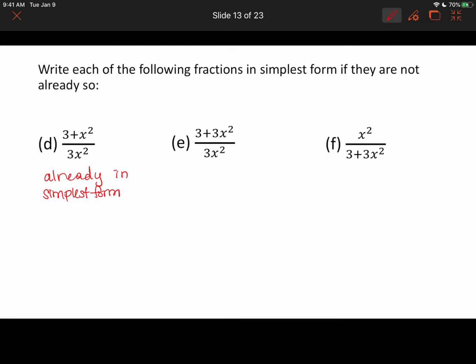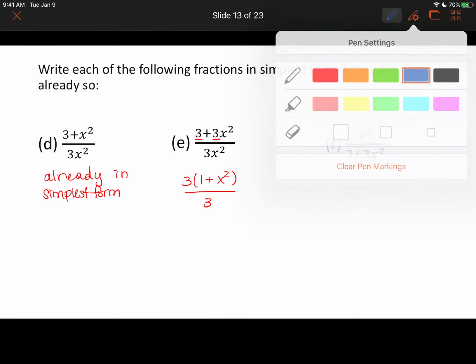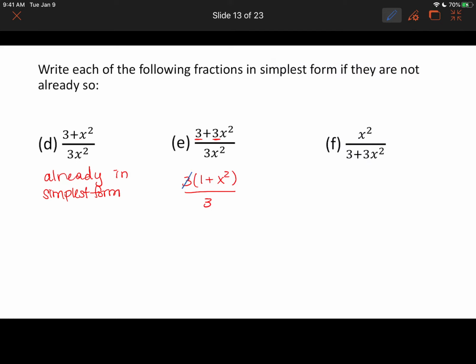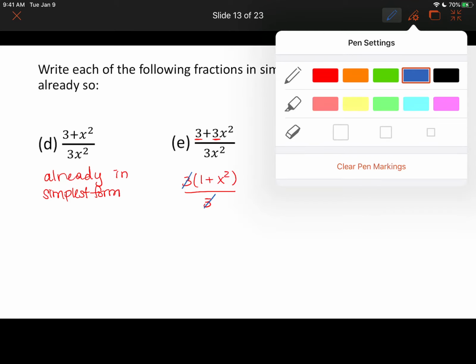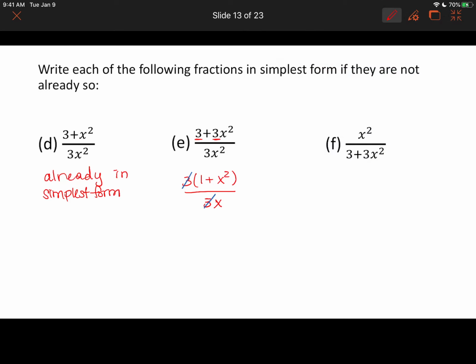Now what about E? Well, here I do have a 3 in both terms. So I can pull that 3 out front on top. So I've got 3 times (1 plus x squared) over 3x squared, and let me switch colors again to show my cancellation. So I can cancel the 3's. Whoops, and I lost an x squared, didn't I? I've still got my x squared down here. Now can I cancel my x squareds?